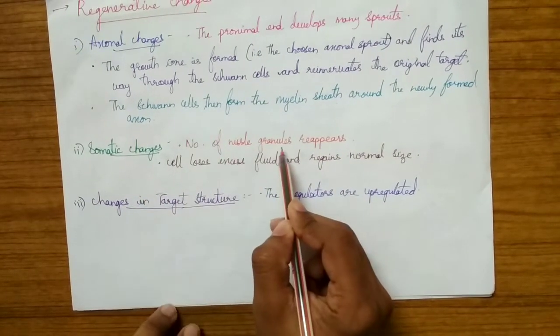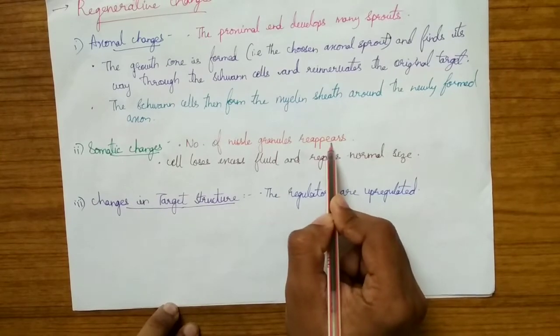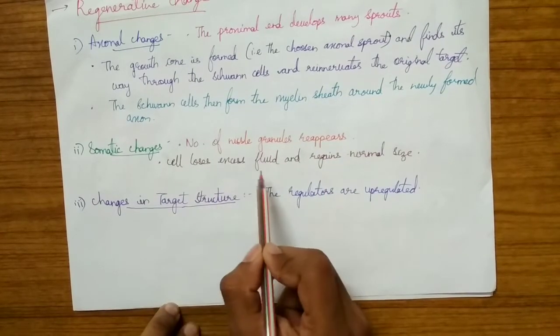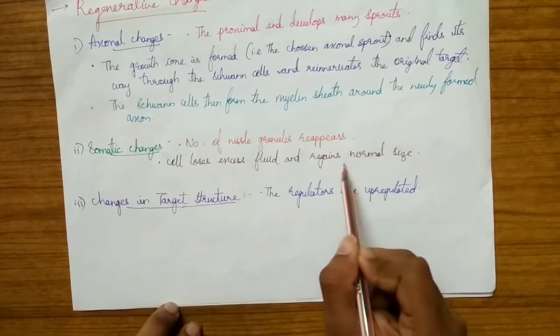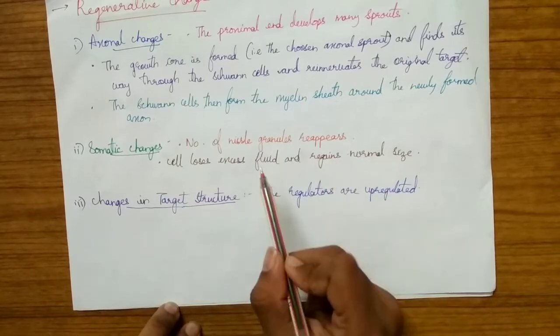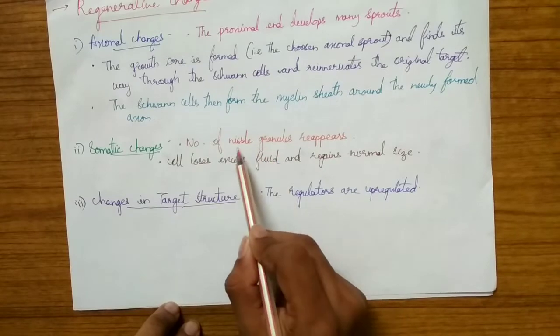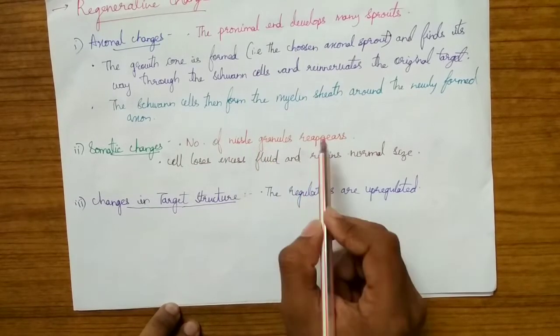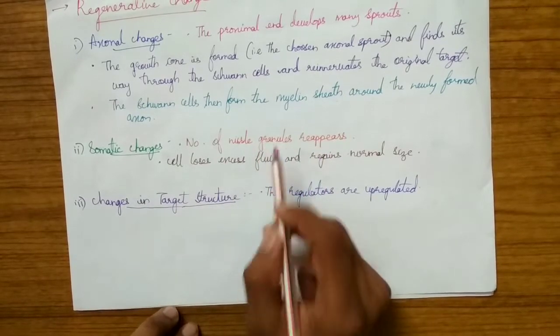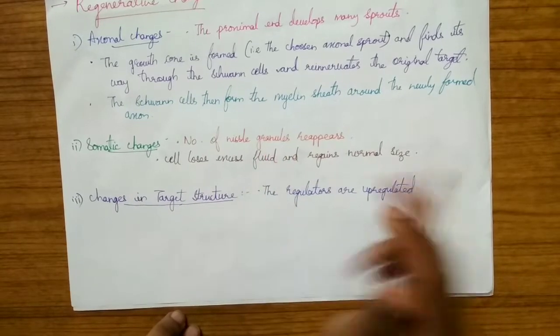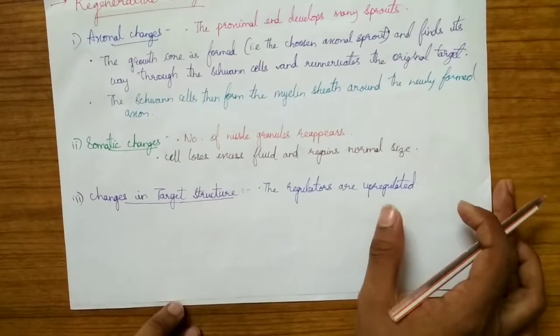The somatic changes: the number of Nissl granules reappears. The cell also loses excess fluid and regains the normal size. It will be enlarged in the degenerative changes. There is also reversal of the chromatolysis process. It can happen only if the conditions are appropriate and the damage is not so severe.